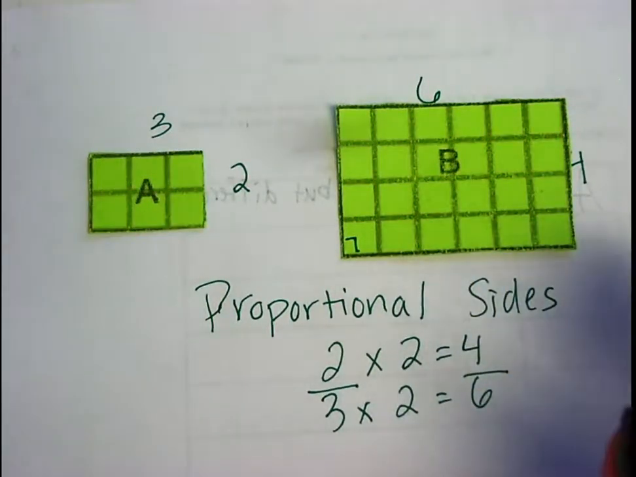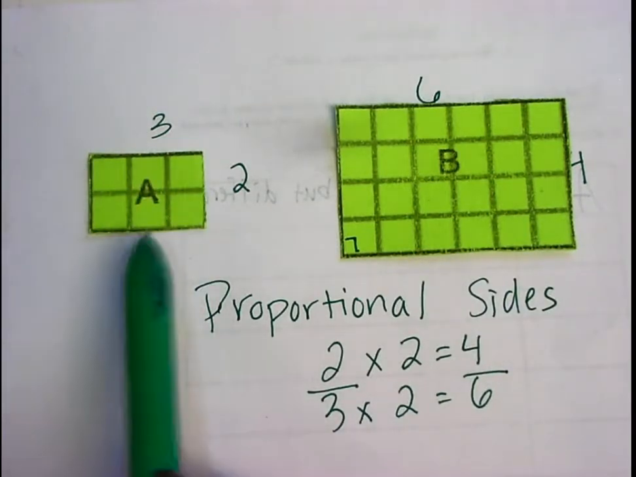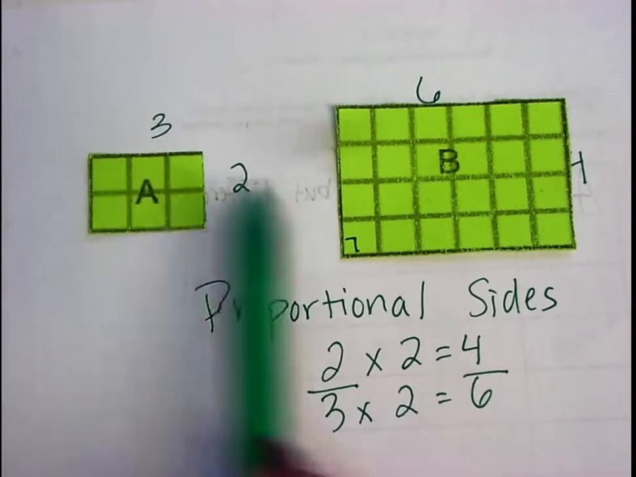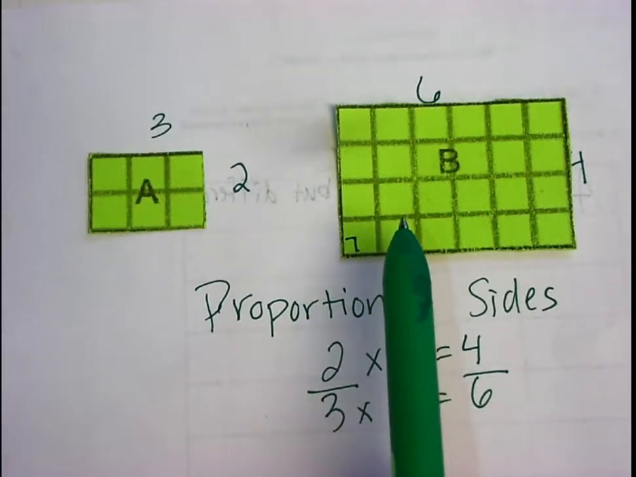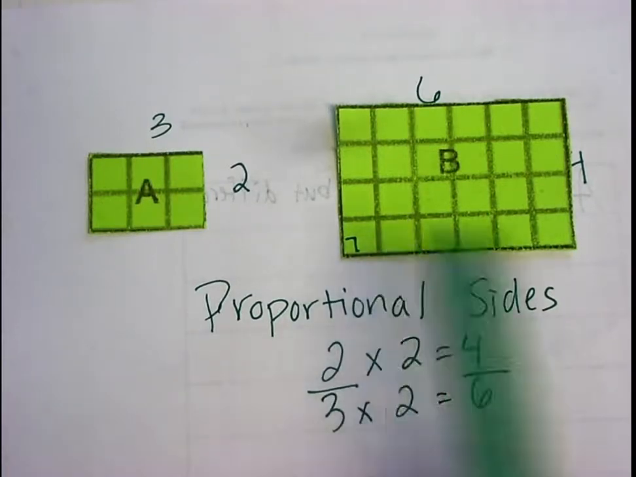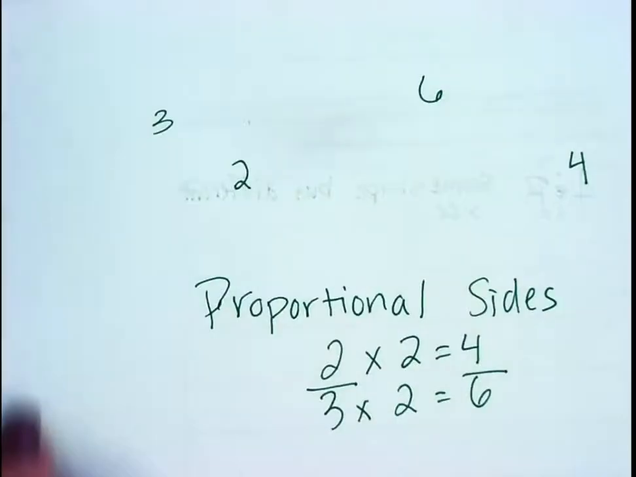Julia? It's a right angle. What's true about all of the angles of A? All 4 are what? Right. And what about rectangle B? They're also right angles.